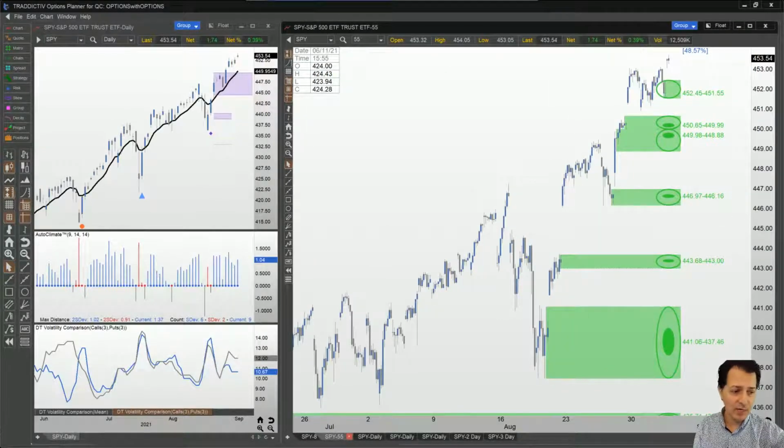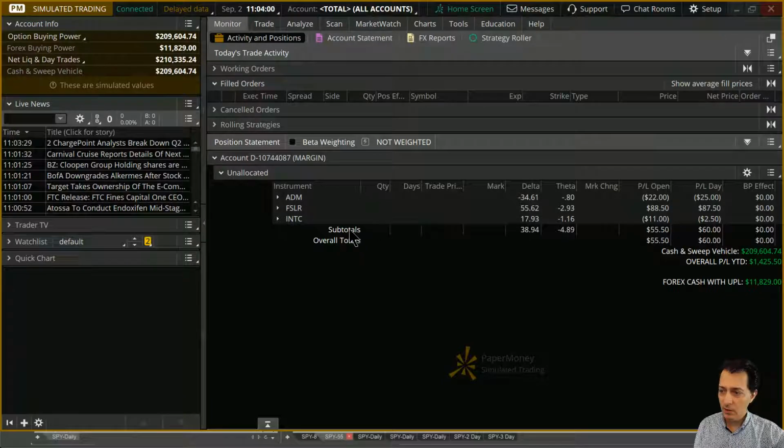Now, when looking at the portfolio, yesterday we did get filled on ADM, which is our hedging trade, with a negative 30 plus delta, okay? So what's happening since the market gapped up and continued going higher? This trade is losing $22. But what's happening to the other trades?